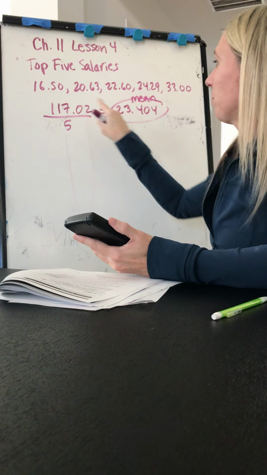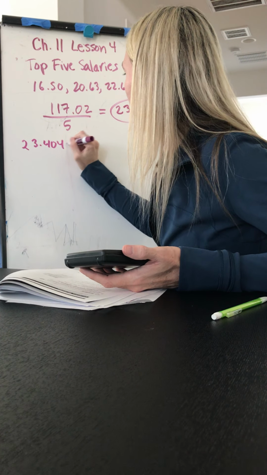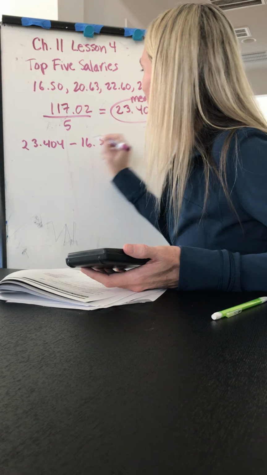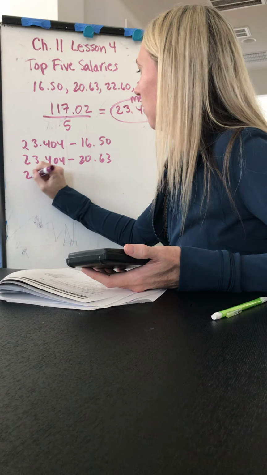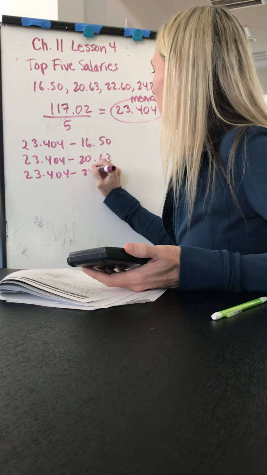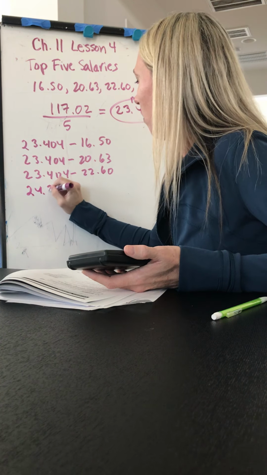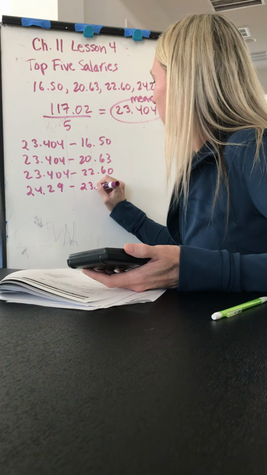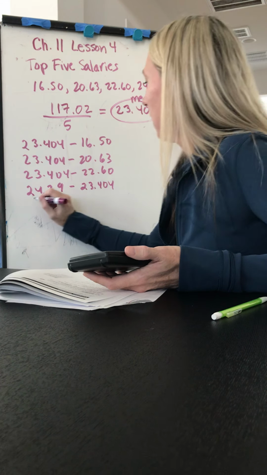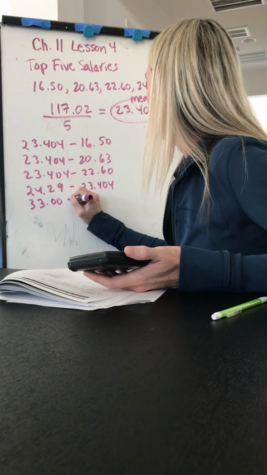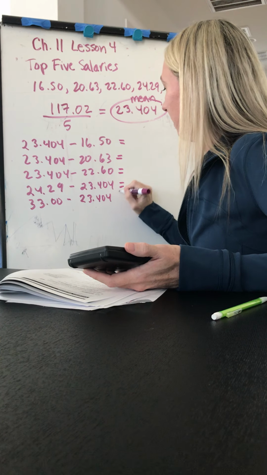So now what I have to do is subtract all of these from the mean. So we're going to do 23.404 minus 16.5, 23.404 minus 20.63, 23.404 minus 22.60, and then I'm just going to switch it around, 24.29 minus 23.404. If you didn't, that's okay. You'll get a negative number, but just take the absolute value of that, which will make it positive. And then 33 minus 23.404. Okay, so yes, this takes forever.